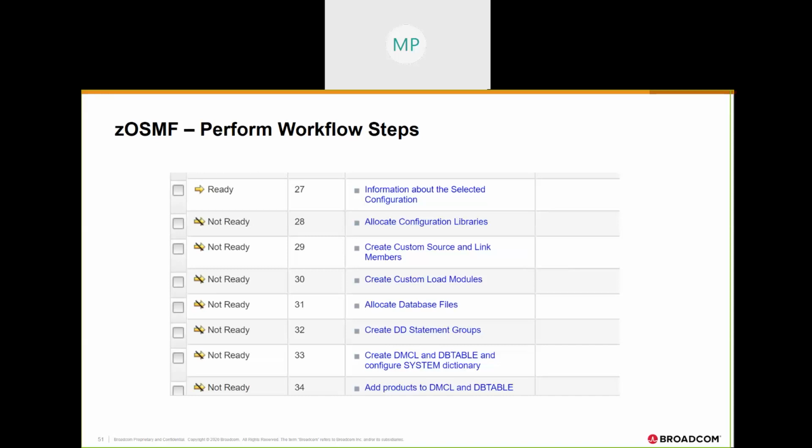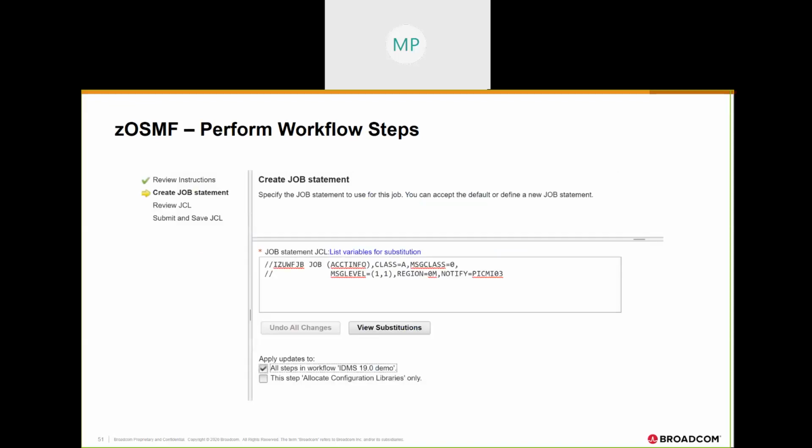Once you have completed all of the available steps, a new step called Information about the selected configuration becomes ready. This step and the remaining 17 steps are equivalent to jobs 0 through 3 and jobs 5 through 18 in CAISAG. Job 4 is not included. Once a step is completed, the next step becomes available to perform.